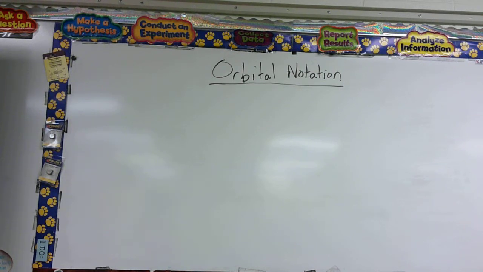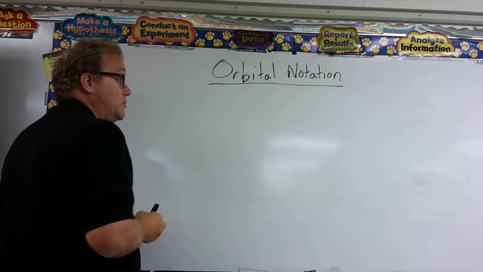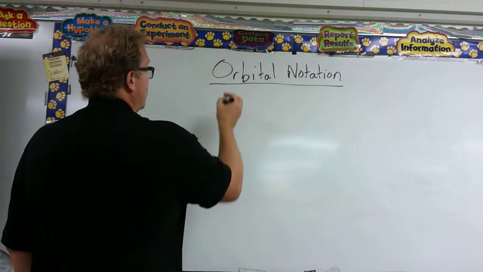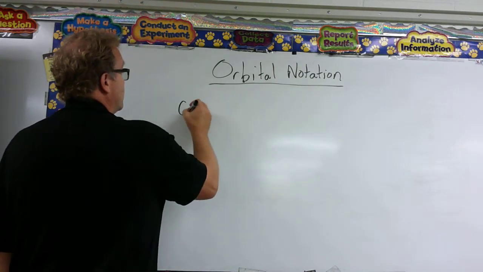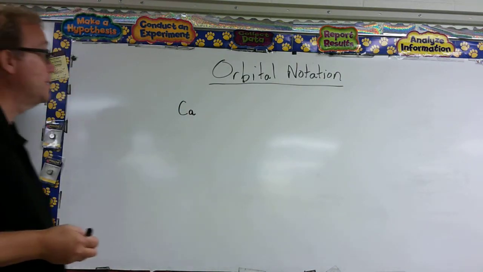Okay, we're going to be going through orbital notation. This is the last set of the electron configuration. So let's go ahead. I'm going to do kind of an easy one first. So we're going to do calcium. And we are doing the orbital notation of neutral atoms.